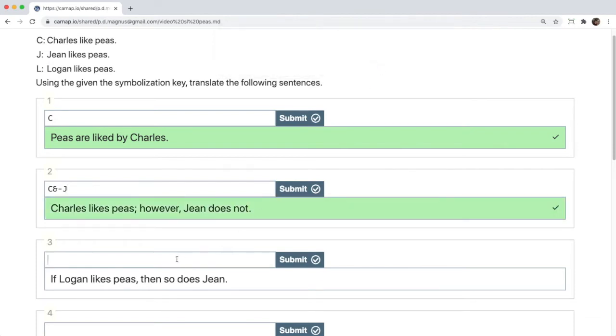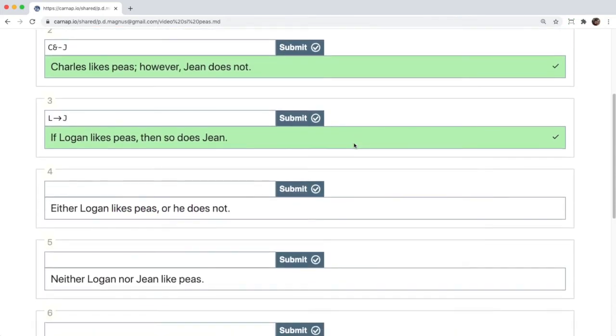Next one. If Logan likes peas, then so does Jean. L, arrow, J. Notice I typed a dash greater than, and as I'm typing, Carnap auto-translated it to an arrow. No problem. Good shape.